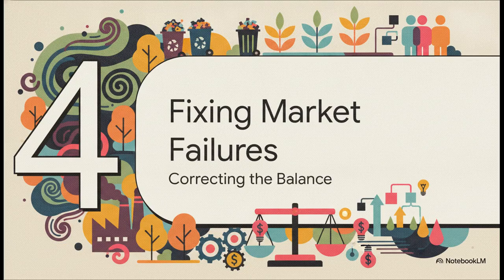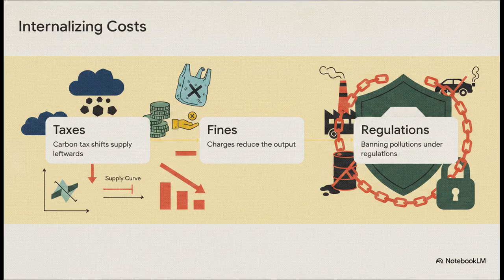Part 4. Fixing market failures, correcting the balance. So the goal for governments here is to force producers to internalize their externalities. For the negative ones, that means making them actually pay for the harm they cause, which shifts that supply curve to the left. They generally do this in three main ways. First, through taxes, like a carbon tax that charges polluters for their emissions. Second, through fines or charges, like adding a fee to plastic bags to discourage using them. And third, through outright regulations, which simply ban certain types of pollution altogether under the threat of severe legal penalties. By doing this, the full brunt of the costs has to be borne by the producers themselves, which brings the market back into a healthy social equilibrium.